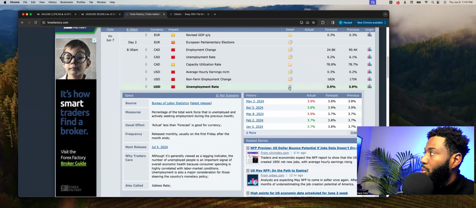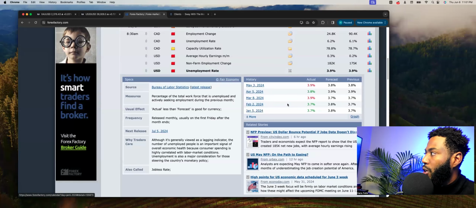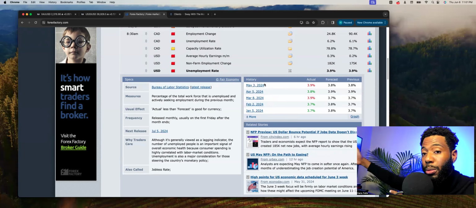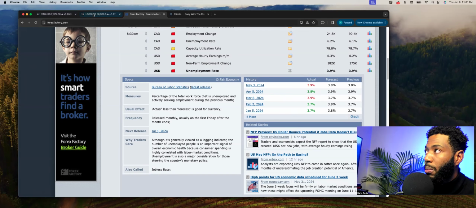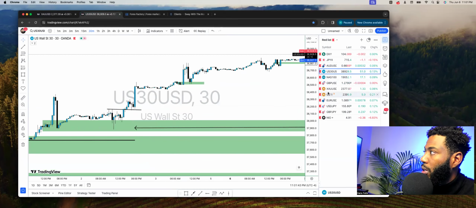NFP also comes with the unemployment rate. If you're paying attention, since this year started, January came out with 3.7, February came out with 3.7, March 3.9, and that was the first month within the year where the numbers didn't come out so good. Then May, last month, the numbers didn't come out so good. So we're gonna see how the unemployment rate comes out and what that does to the markets. We're gonna first look at gold, and boom, you're gonna see it right here.